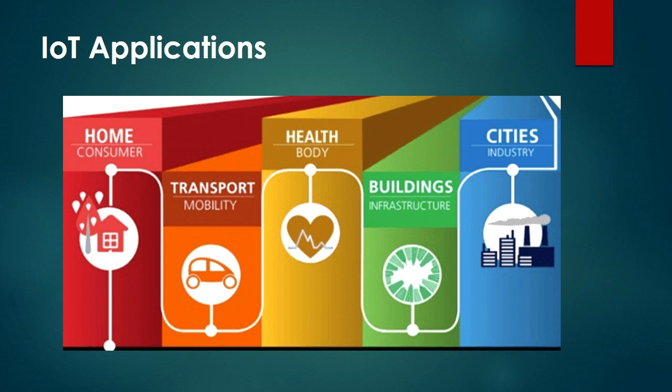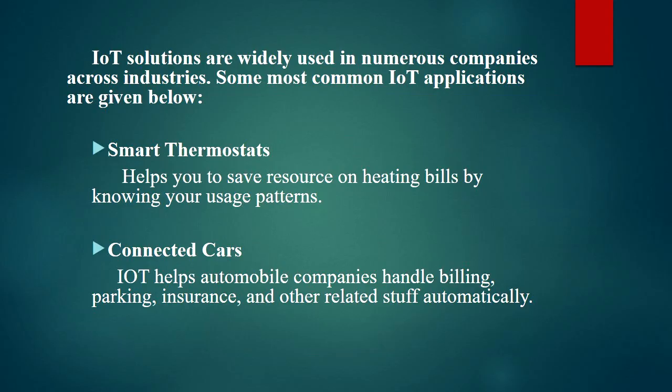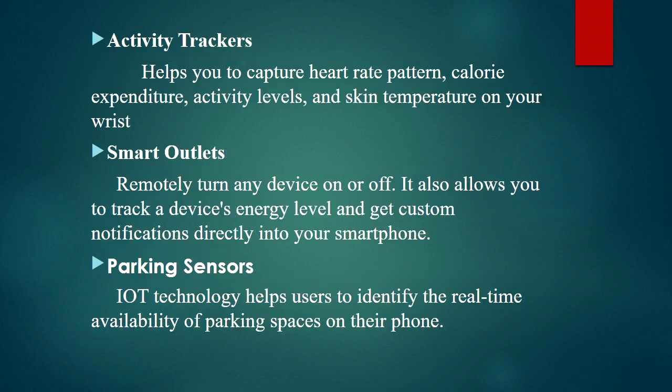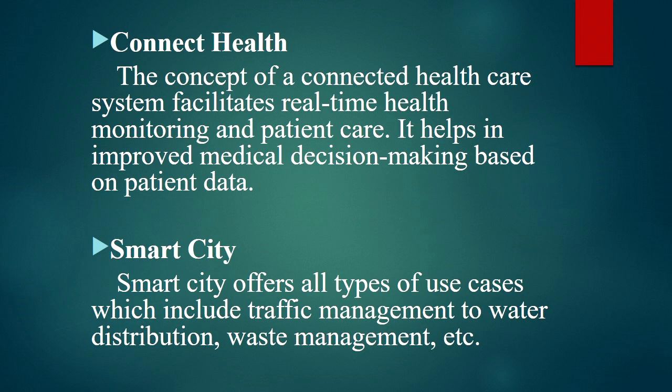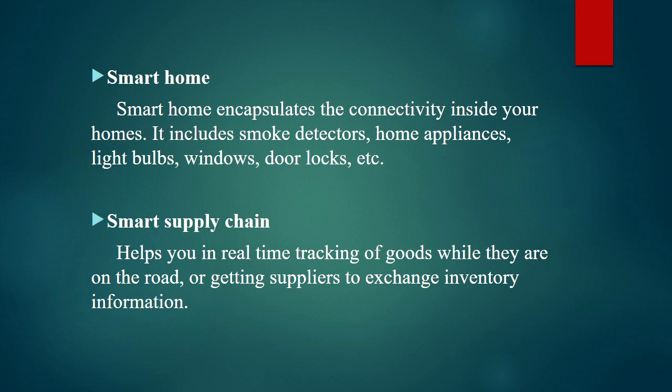Next, we will see the various IoT applications. IoT solutions are widely used in numerous companies across industries. Some more common IoT applications are smart thermostat, connected cars, activity trackers, smart outlets, parking sensors, connected health, smart city, smart home, smart supply chain. These are very few of the applications available now, and a lot of applications are there apart from this.